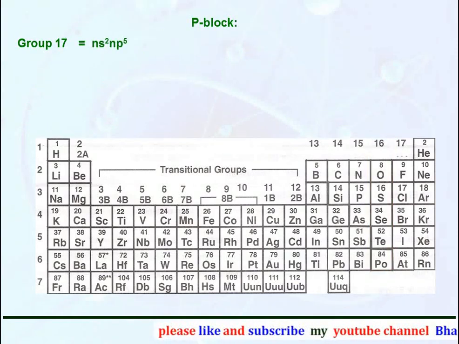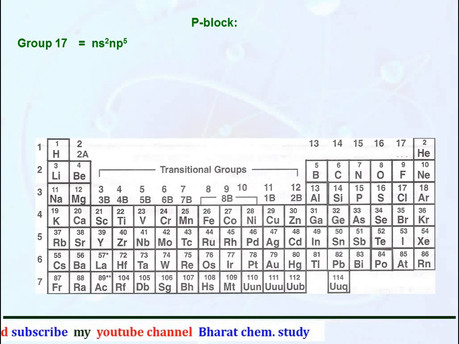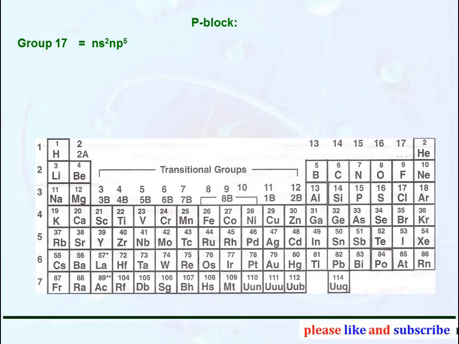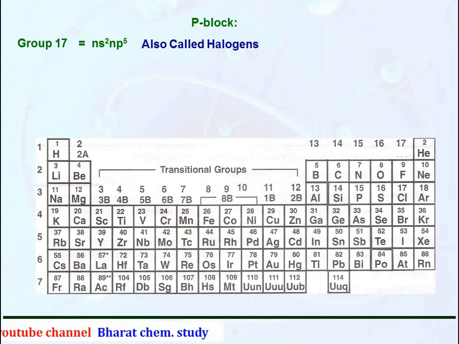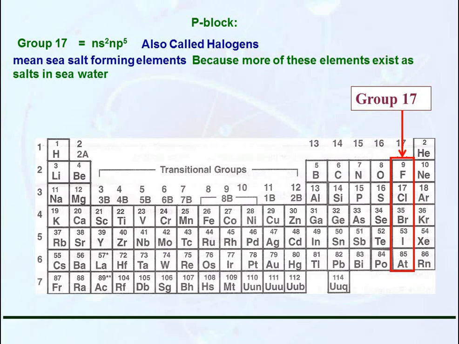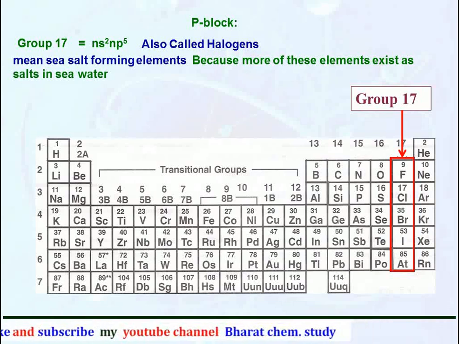Now group 17 has the general electronic configuration ns2 np5, which means all the members of group 17 will have 5 electrons in their last p subshell. They are also called halogens, meaning salt-forming elements, because most of these elements exist as salts in sea water.